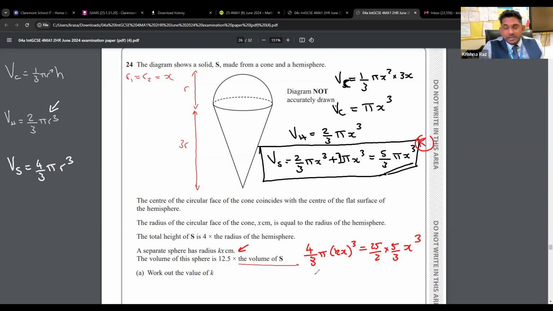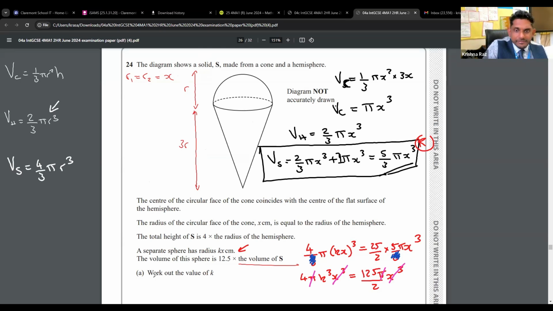So I can multiply by that 3, and that will disappear. So what we have is 4 pi k cubed x cubed equals 25 times 5/2 x cubed. So the x cubes cancel. Also had a pi in there somewhere. Those pi's cancel.